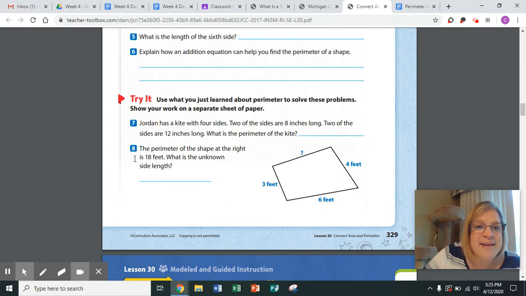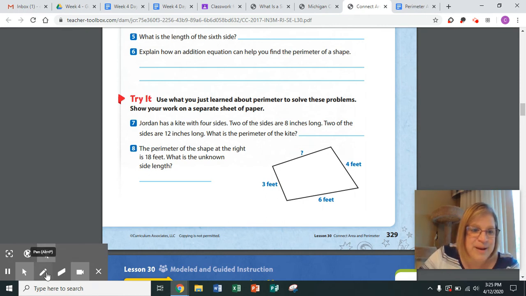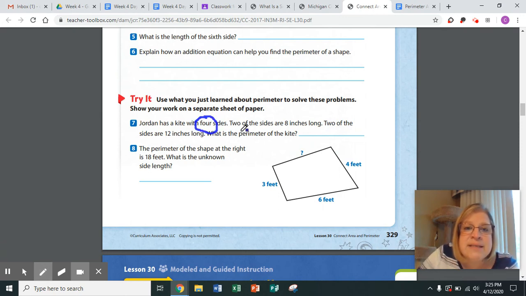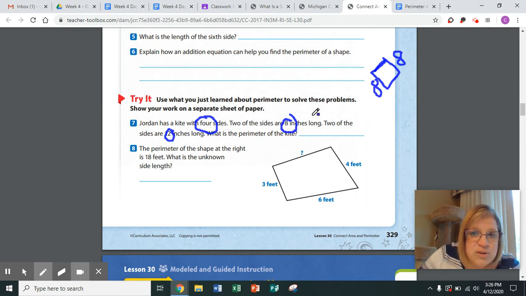Okay, welcome back. Let's see if you were right. Jordan has a kite with 4 sides, so I'm going to pay attention to that because with perimeter, I have to add all my sides. 2 of the sides are 8 inches long, and 2 of the sides are 12 inches long. So what's the perimeter of the kite? Okay, we know perimeter's adding, so I'm just going to really quick sketch a kite over here. Okay, 2 of the sides are 8, so I know this isn't perfect, so I have 2 8s, and 2 of the sides are 12.